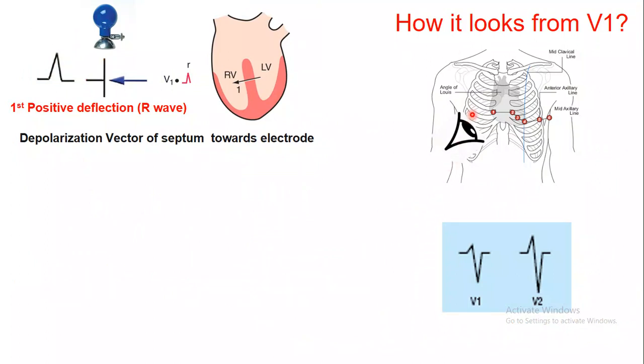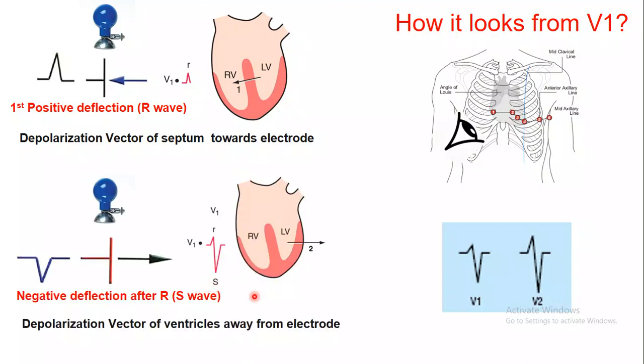So how does it look if we are looking from this side at V1? Again, depolarization of the septum starts from the left side towards the right side. So if you are looking from V1, from this area, the depolarization vector of the septum is actually directed towards the recording electrode, creating a small positive deflection wave called R wave.